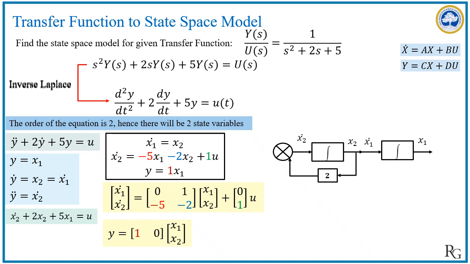Now for the second equation, we have to get x2 dot is equal to minus 5x1 minus 2 times x2.